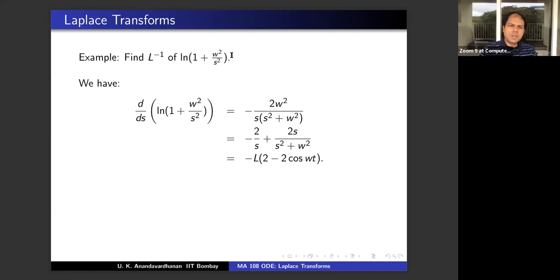Therefore, I'm not interested in the Laplace transform of this one. I'm interested in the inside thing. What will you do?